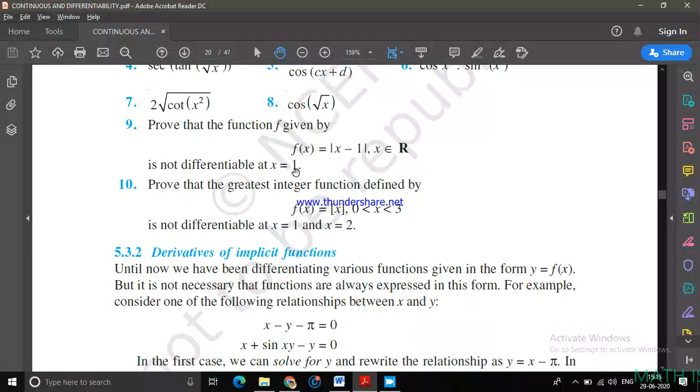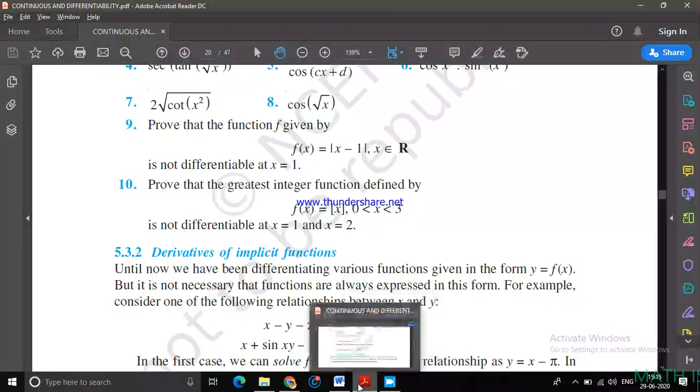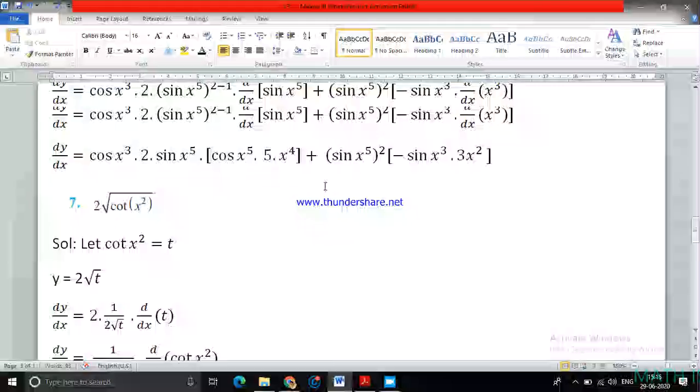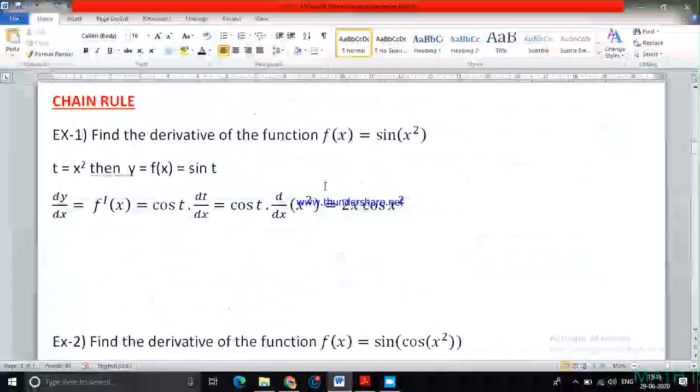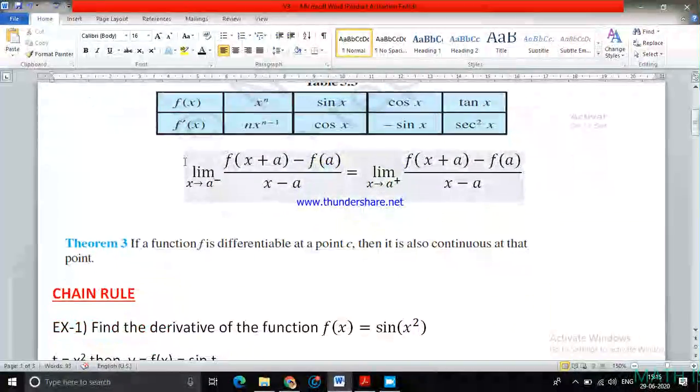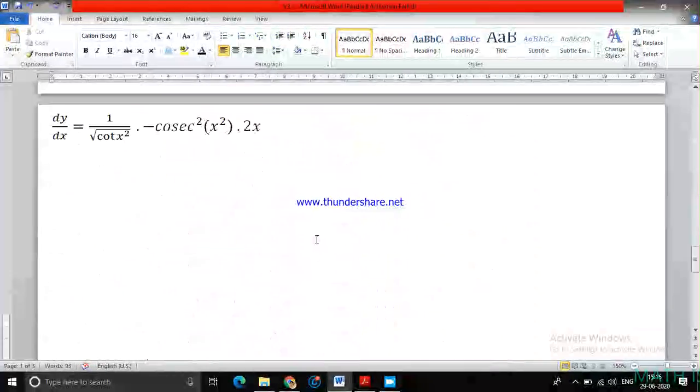So for 1 mark they may ask you to give an example of a function which is continuous but not differentiable. So you can give this question as an example: f of x equals mod x minus 1, x belongs to R, at x equals 1. It will be a continuous function but not a differentiable function. So how do I check the differentiability of this function? I use the left limit and right limit formula. Left of function, right of function I will find out. Let's see what will come.